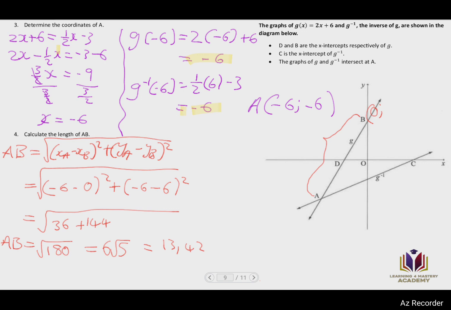Whenever they say calculate the distance, you can just use the distance formula like I did here. You'll always get the correct answer. And when they say calculate the point of intersection, like they did with the previous question, calculate the coordinates of A, if it's a point of intersection, you equate the two equations, g and g negative prime. Then you find the x. From the x, you can substitute the value into any one of the two equations to get your y value. Are we clear?